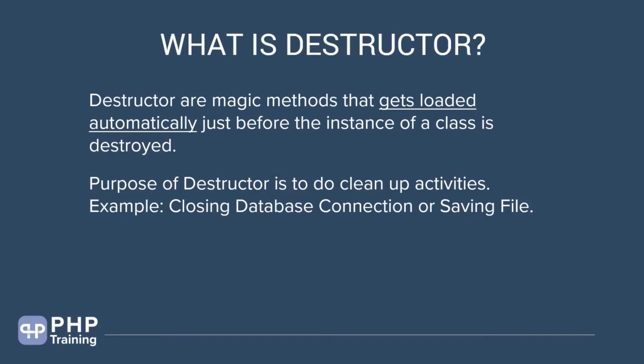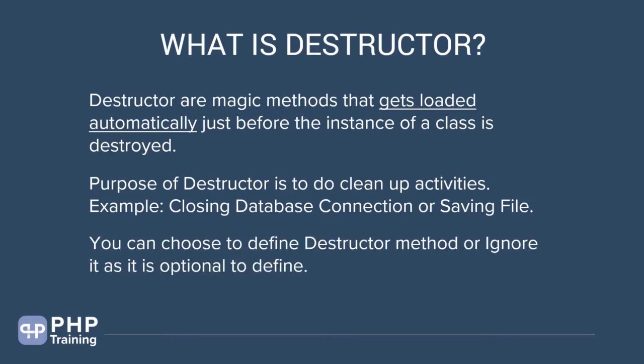This is basically a placeholder for you to do the closing activities, and if you want to do a final check of something, you want to make sure you do a clean exit from the program. All these things are basically done from the destructor. Maybe you are trying to write an activity to say the user is logged off. You can even do that from the destructor. You can choose to define a destructor like a constructor or ignore it, as it is optional to define. It has the same properties as a constructor, it is just that the destructor gets executed when the instance of the class is destroyed.